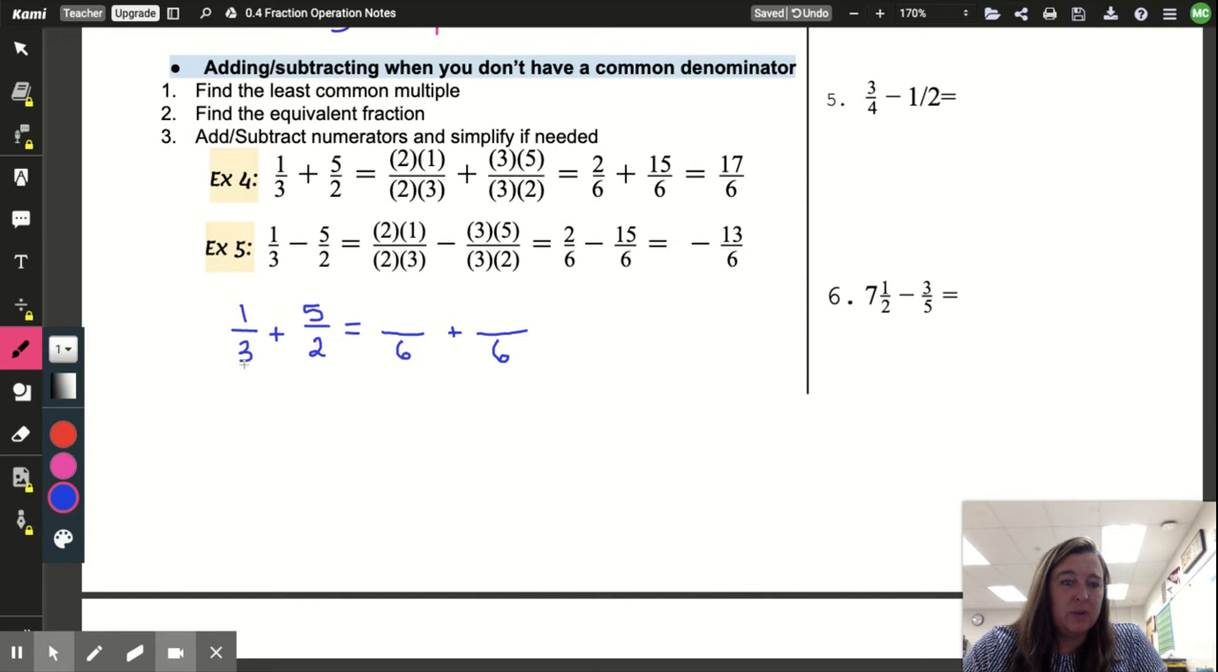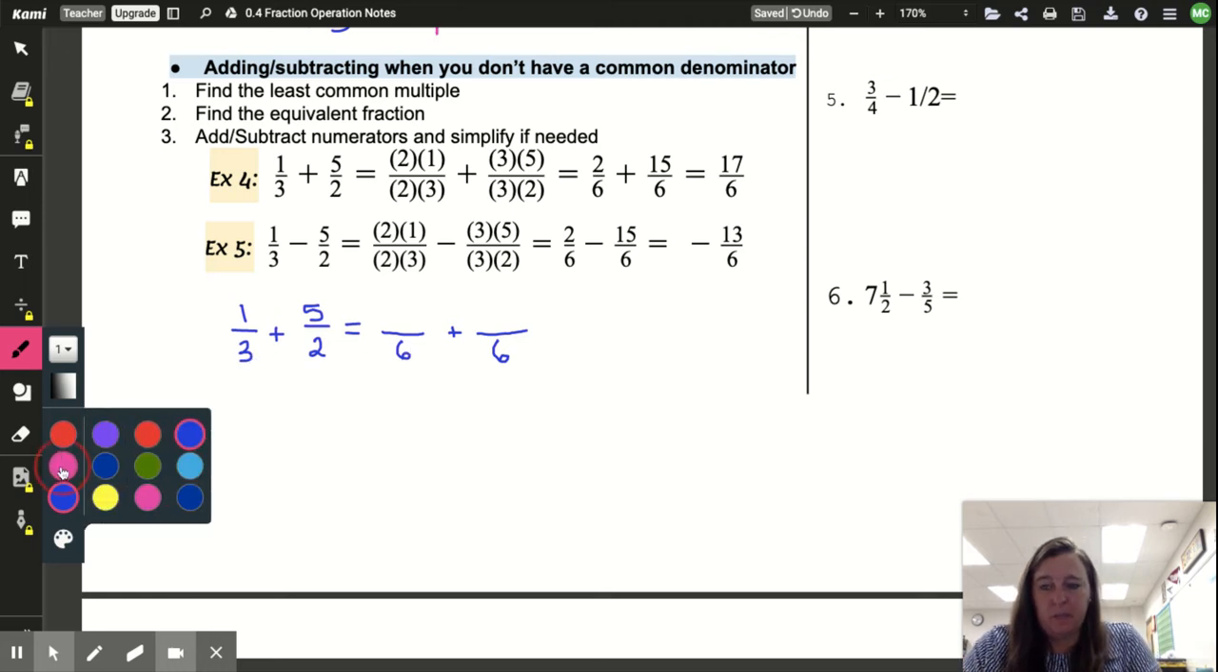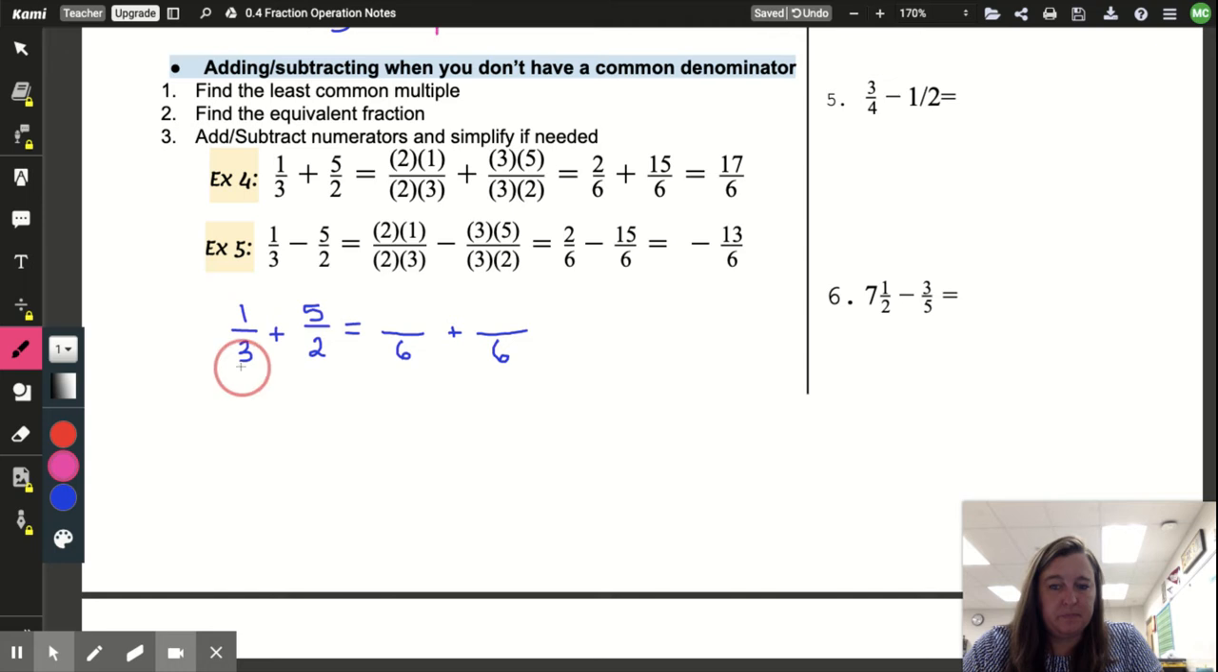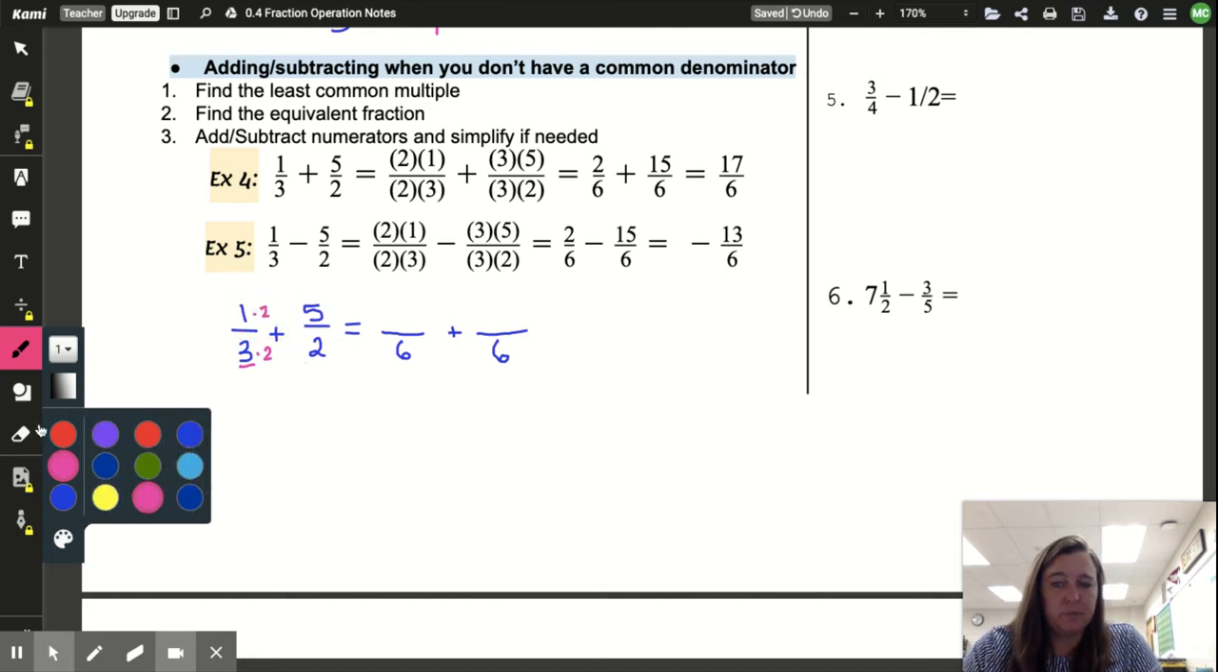Now I have to adjust the numerators so that they go along with this new denominator that I have here. So with my first one, my denominator was a 3. Looking at this one, I need it to become a 6. So to make that happen, I had to multiply it by 2. With a fraction, anything you do to the bottom, you have to also do to the top. So I have to also multiply the top by 2.